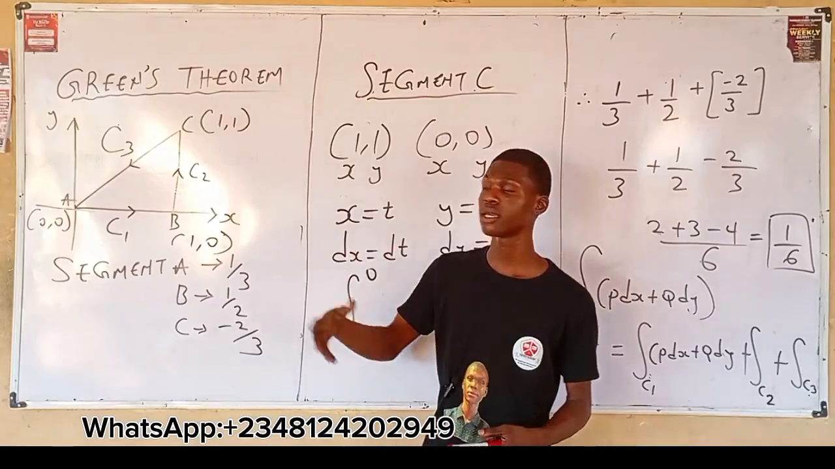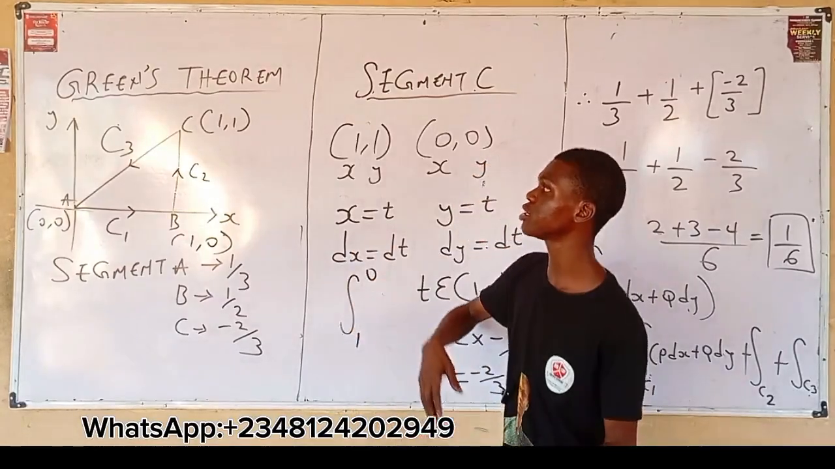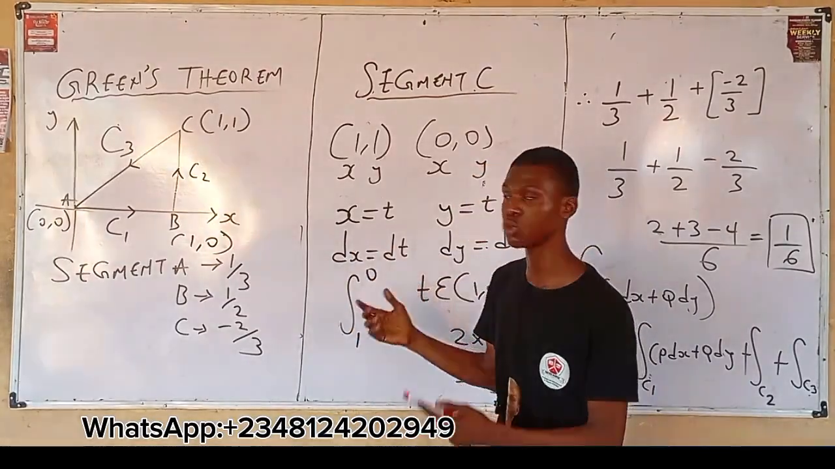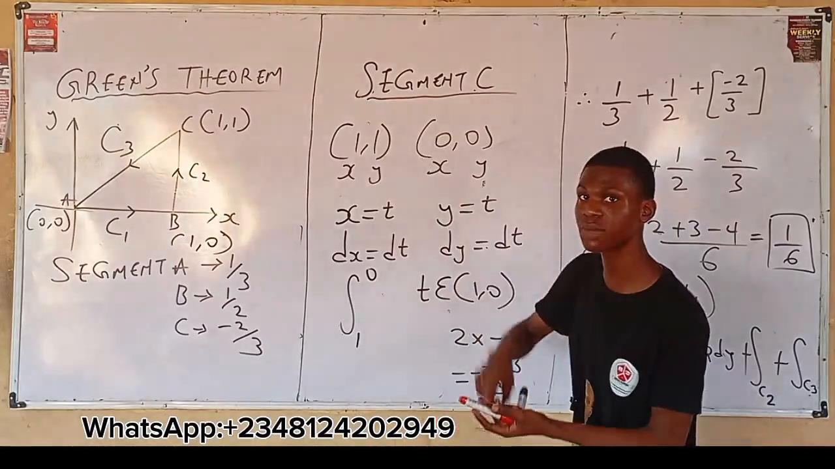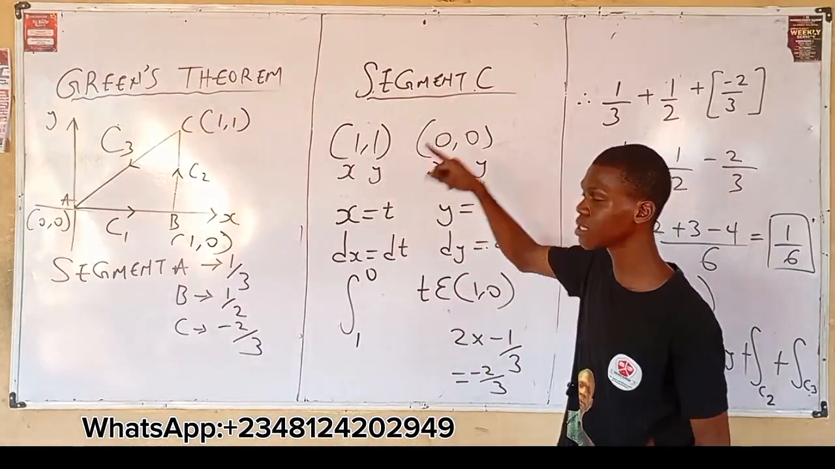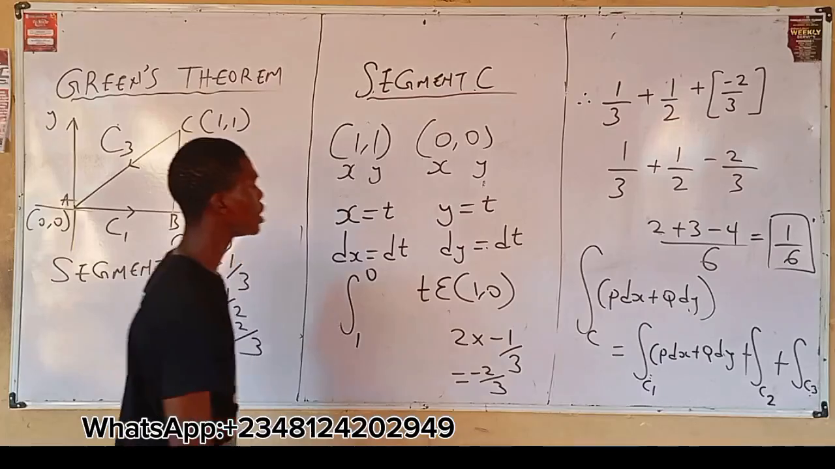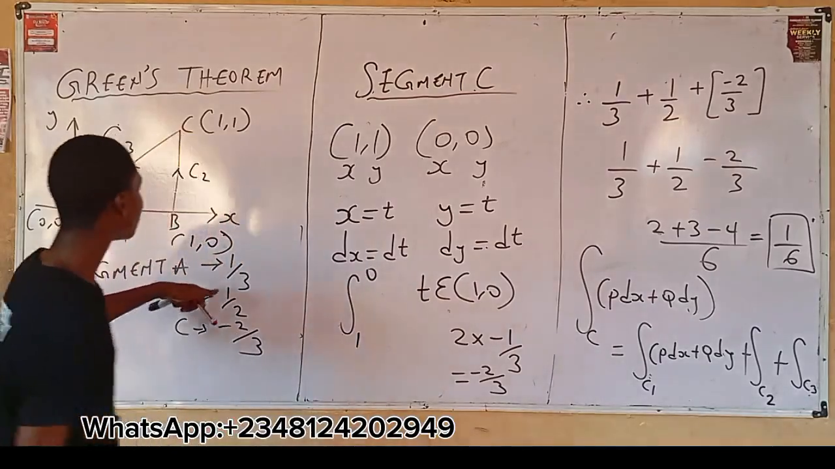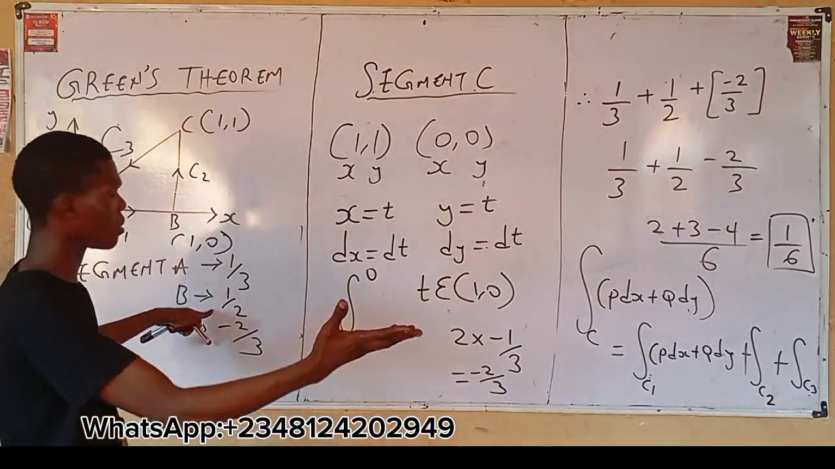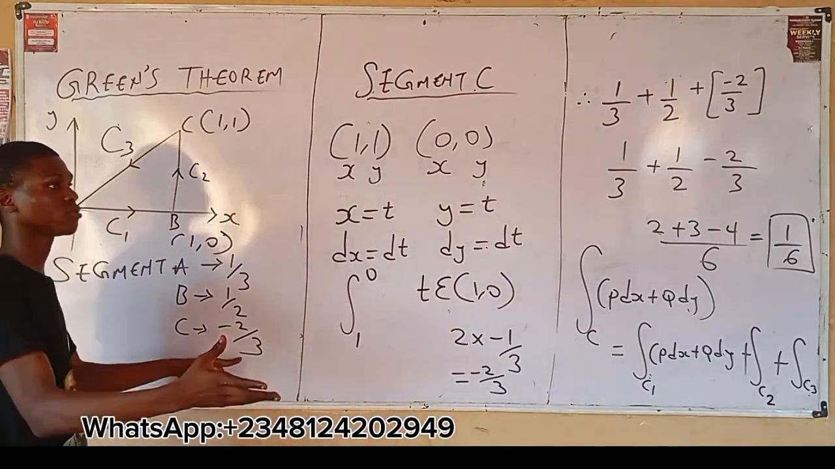We'll be dropping the link. Also, we'll be dropping the video on this particular question. We will use parameterization to solve this question. We will solve for segment A, segment B, and segment C of this same question using the parameterization approach. You will now see that we'll be getting 1 over 2 for segment B when we use parameterization, and we'll be getting negative 2 over 3 for segment C when we use parameterization.